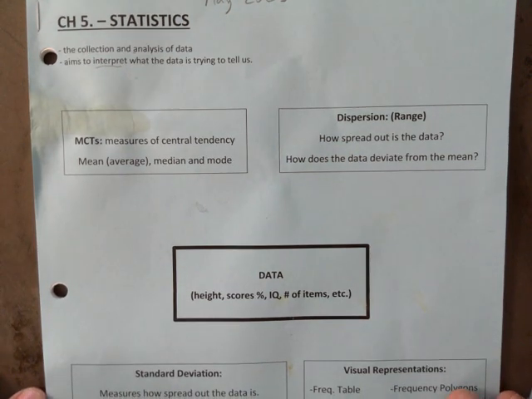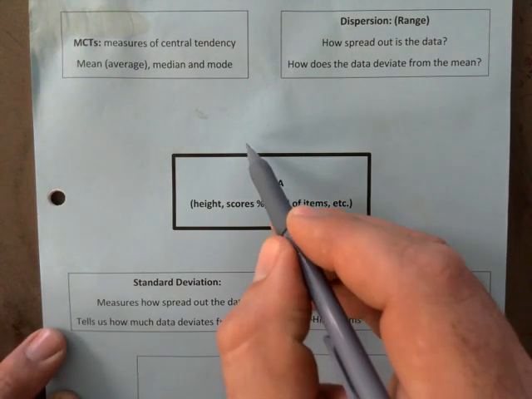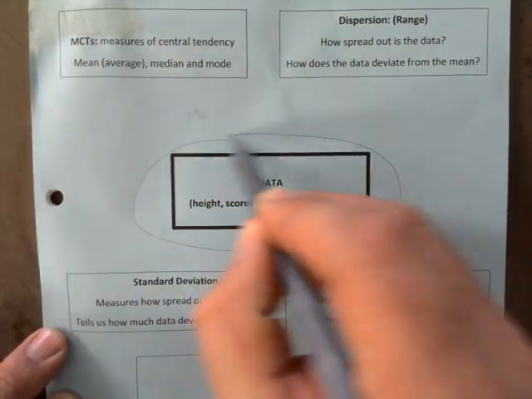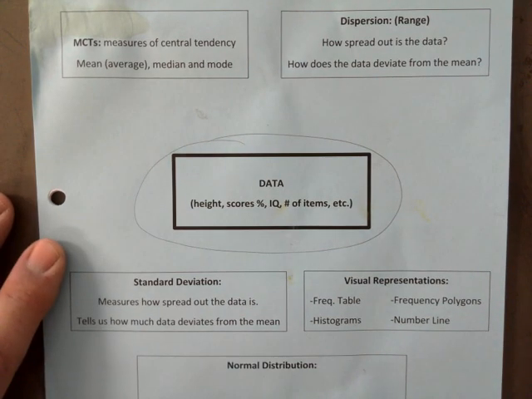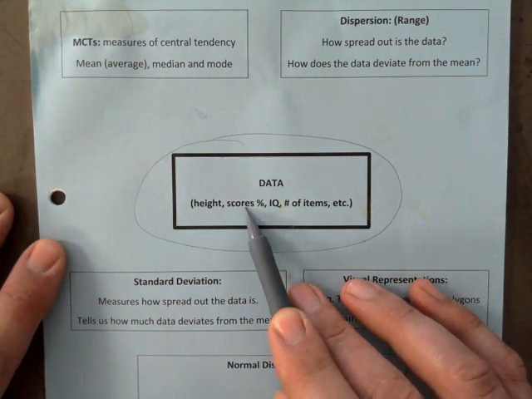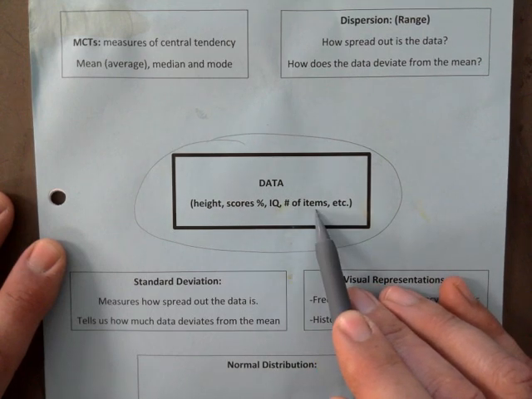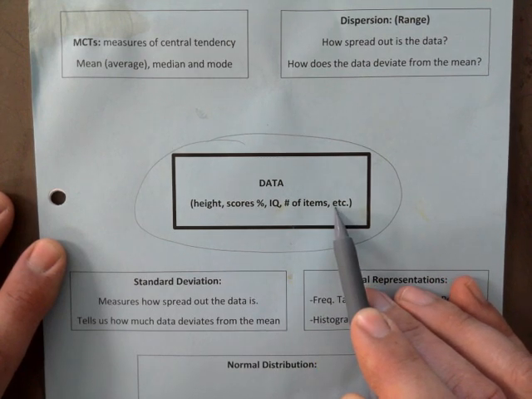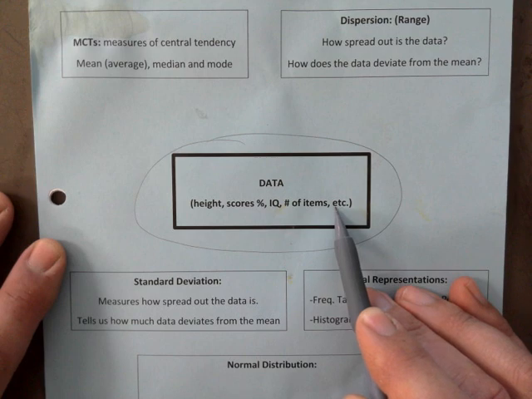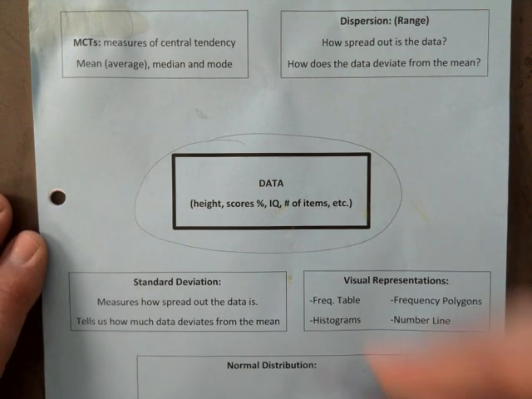And here are some of the topics that we're going to cover. So at the very center of this all, you have data, right? You're going to collect, and I'll just give you some examples, right? It could be people's heights, their scores, the IQ, number of items, etc. Data is being collected all the time. Hours of sleep you get, hours we spend on our phones, right? That's all data collected all the time, right?